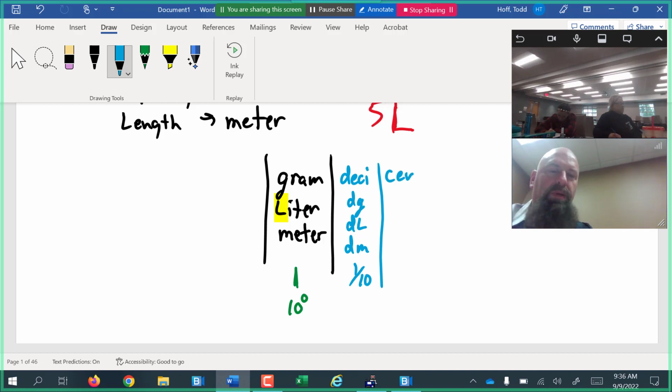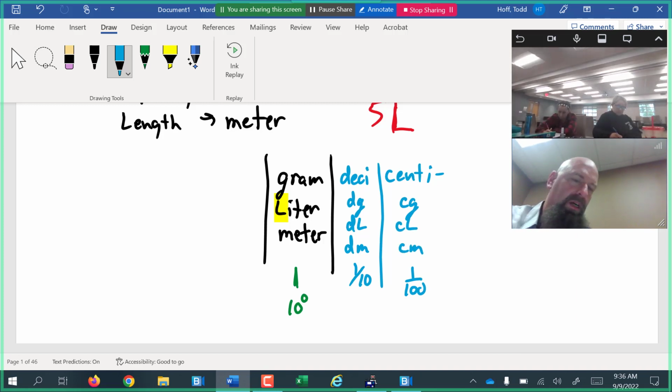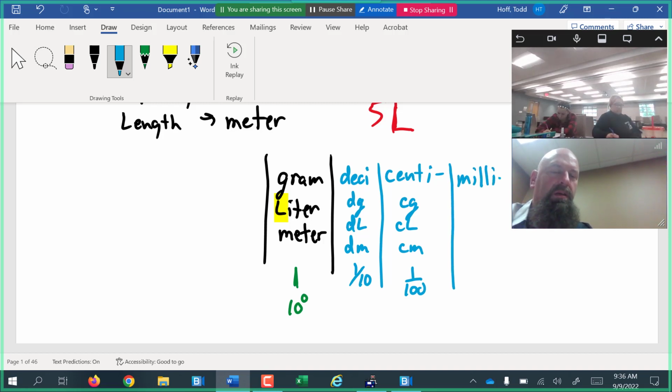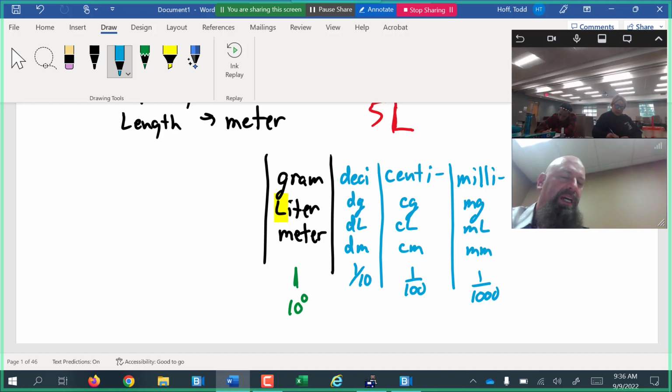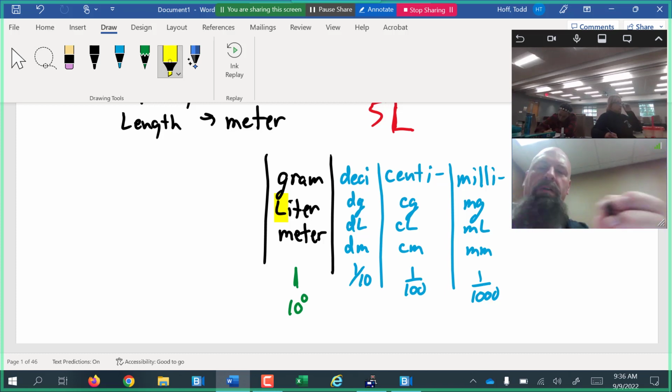Keep going smaller, we had centi. Centi was 1/100th. So a centigram was 100th of a gram, or a centiliter, 100th of a liter, centimeter, 100th of a meter. Then we had milli. Milli was 1,000th. So the same thing, a milligram is 1,000th of a gram, milliliter is 1,000th of a liter, millimeter is 1,000th of a meter. For liters and grams especially, we tend to only use the main units and then the millis.